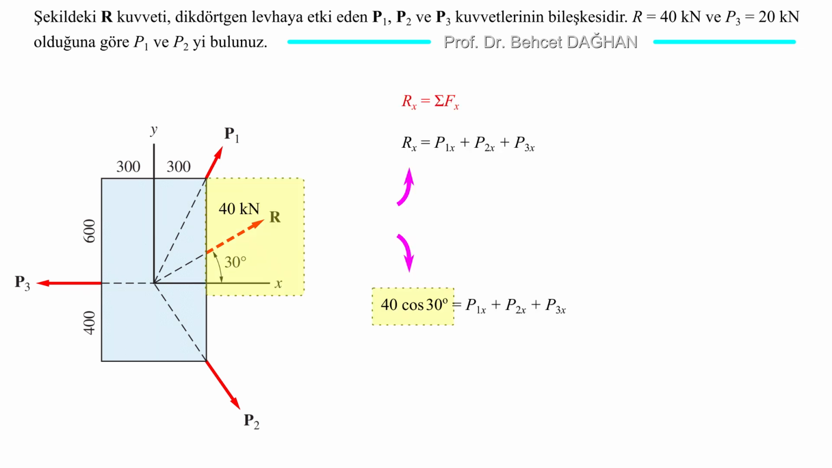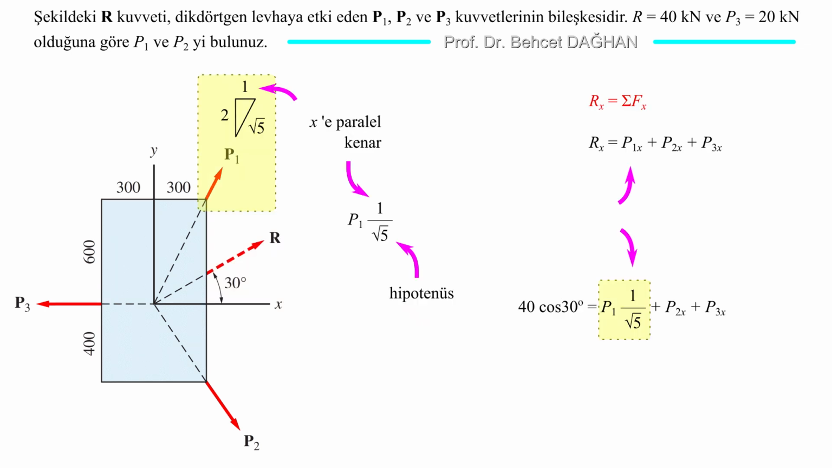Now let's find the projection of R onto x. It is seen from the figure. In the positive direction, 40 cosine of 30. We use the given geometry to find the projection of P1. The slope of P1 is 300 by 600. A right triangle with a side parallel to x of 300 and a side parallel to y of 600. Of course, if we simplify these, we see that it is in the ratio of 1 to 2. The perpendicular sides of the triangle are in the ratio of 1 to 2. The hypotenuse is proportional to the square root of 5.